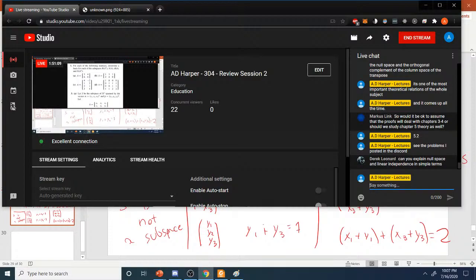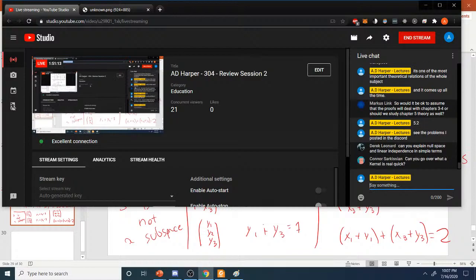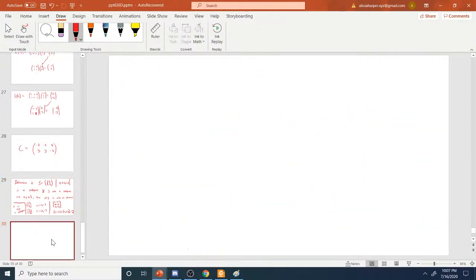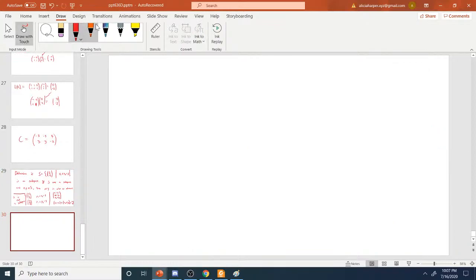Alright, so Derek asks, can I explain the null space and linear independence in simple terms? So let me see. Where did I put my pen? Here it is. Okay. So I'm going to go over these real quick. So I'm going to start by doing an example.